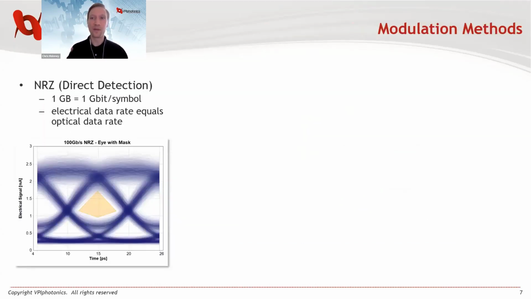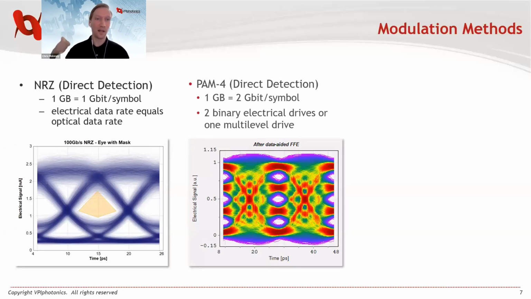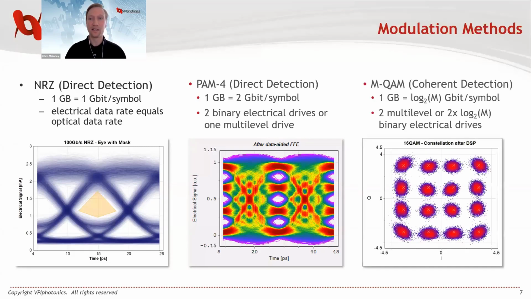For those of you who are unfamiliar, I just want to give a brief introduction to some of the various modulation formats. The first, the most simple, is non-return to zero, NRZ, direct detection. This is amplitude modulation with only 2 levels to transmit one bit per symbol. Moving up in complexity, we have pulse amplitude modulation, where 4 or more amplitude levels can be used to transmit signals. In the case of PAM4, 1 gigabaud would equal 2 gigabits per second transmitted. And then finally, for coherent detection, one popular method is quadrature amplitude modulation, or QAM, where both amplitude and phase can be modulated. Oftentimes polarization is used as a third dimension to represent a higher number of bits per symbol.